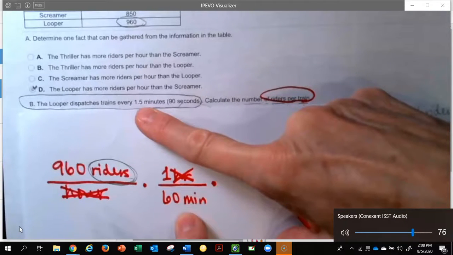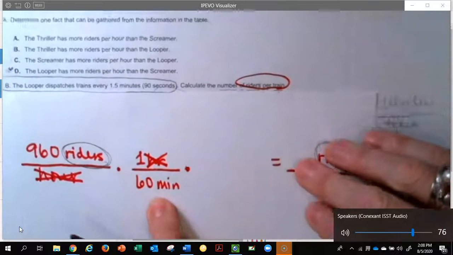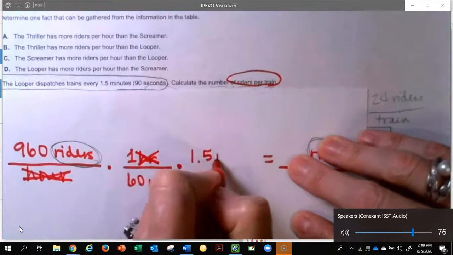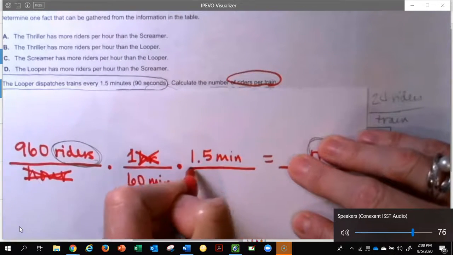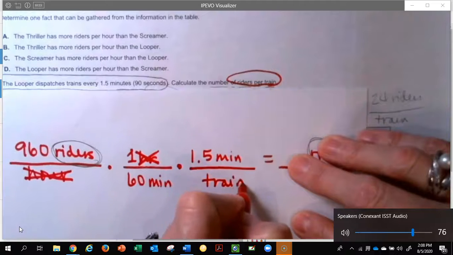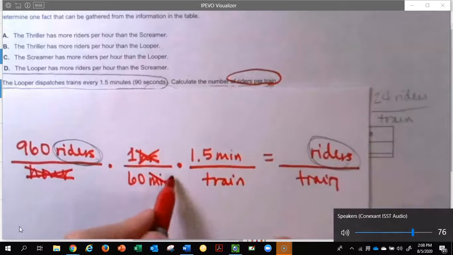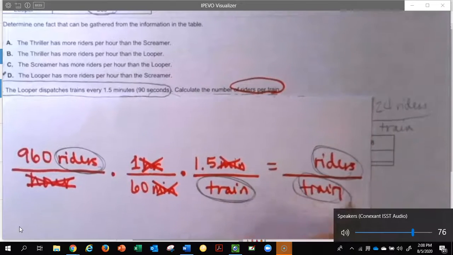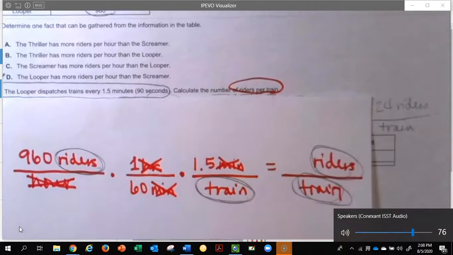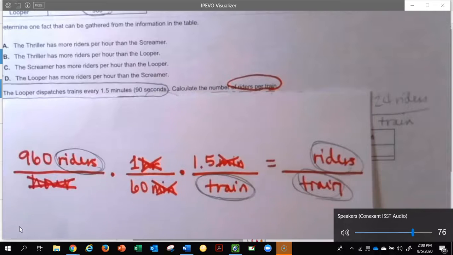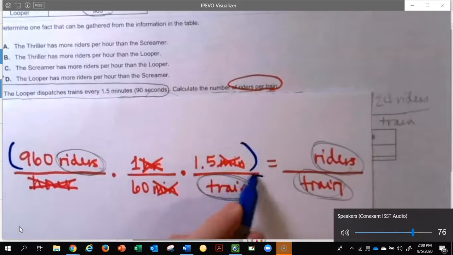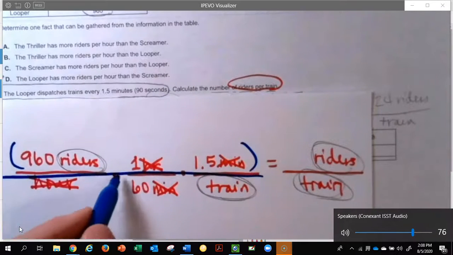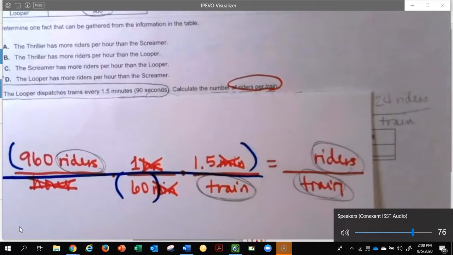It dispatches trains every 1.5 minutes. So it's 1.5 minutes for every train to get dispatched. My minutes go away, and look at that. In the denominator, I've got train. So now I need to multiply everything in the numerator together and then divide it by everything in the denominator.